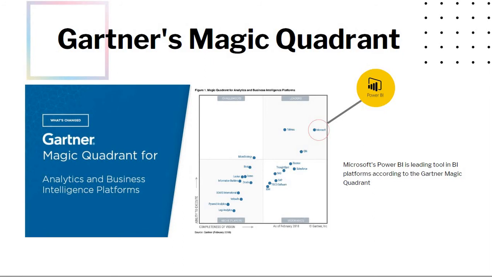This is Gartner's Magic Quadrant, and we know that Gartner is a firm which does intensive research in various platforms and tells us who are the leaders, who are the challengers, who are the visionaries, and you can easily see that Microsoft is leading with its data visualization tool, Power BI. This is the Magic Quadrant for analytics and business intelligence platforms, and Microsoft Power BI is a leading tool in the BI platform.